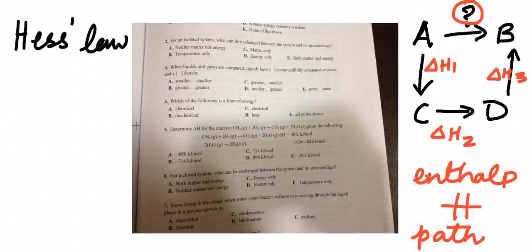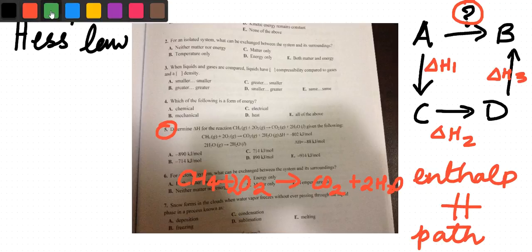So now let's try problem number 5. You're asked to determine delta H for a reaction here, which I'm going to write on top of this. CH4 plus O2 gives CO2 plus H2O. This is a classic combustion reaction. Let's finish up by balancing it out.